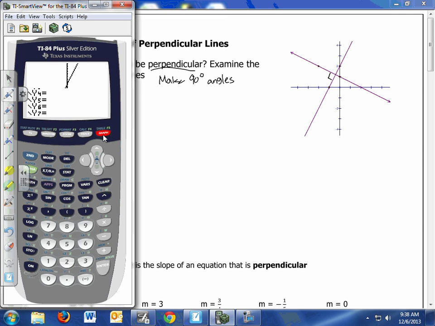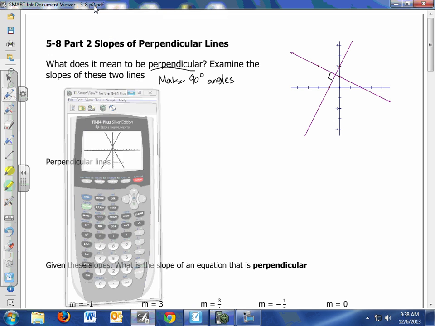Let's look. Do those look like 90-degree angles? No, it doesn't. This is a little bit bigger than 90-degree angles, and this looks like it's smaller. So it turns out the slopes are not opposites of each other. Okay? Well, let's look at these two lines.